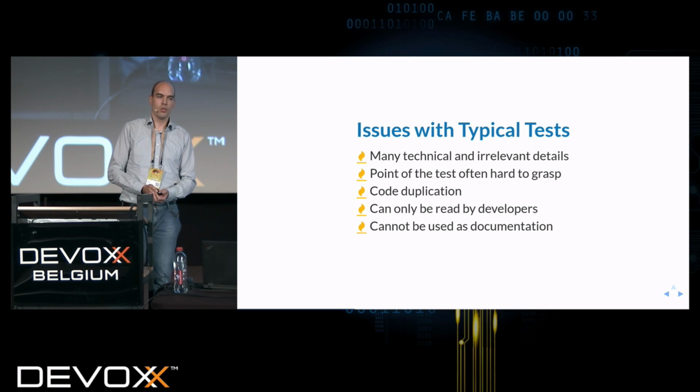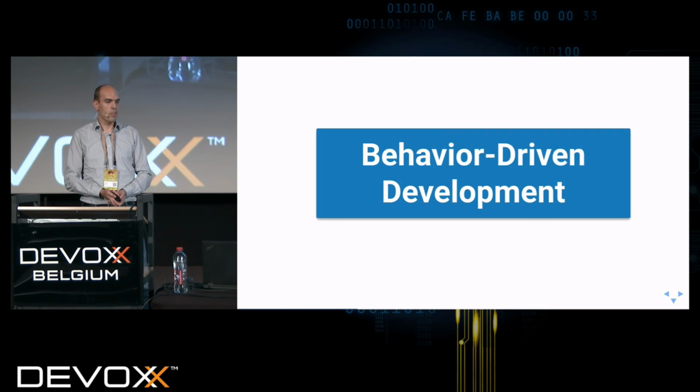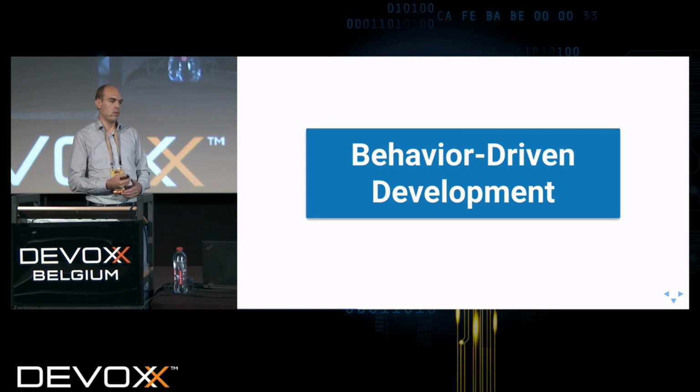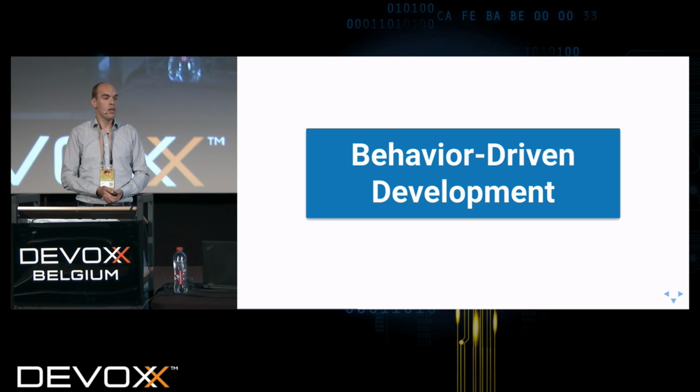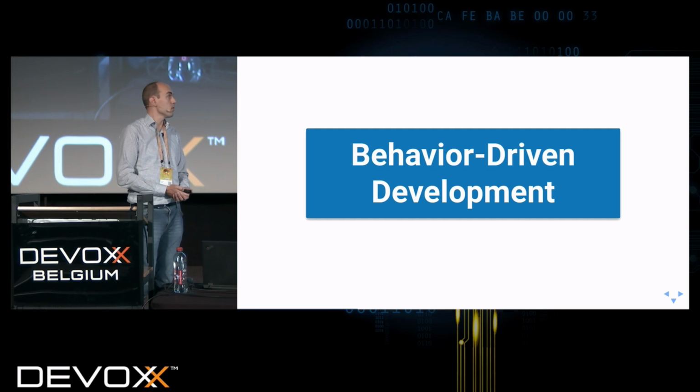So what can we do about that? The good news is there is actually a methodology which can be used, which is called behavior-driven development. It's already 10 years old and has existed a long time now, also in the Java world. So the question is, why don't we use behavior-driven development if it's much better?